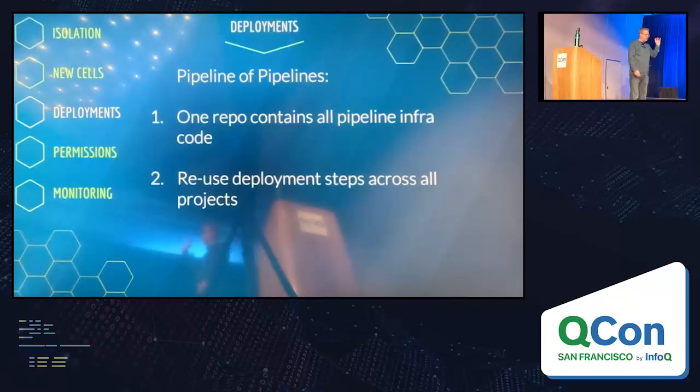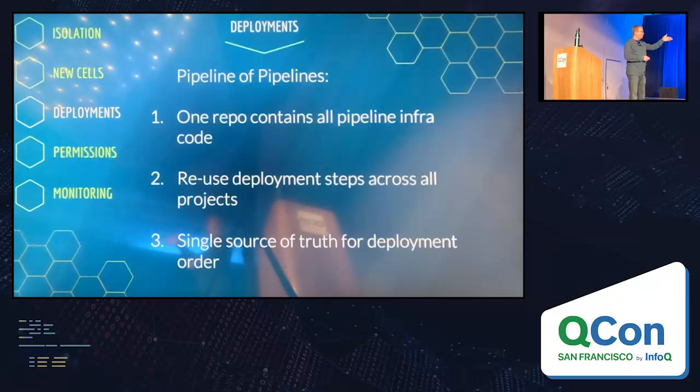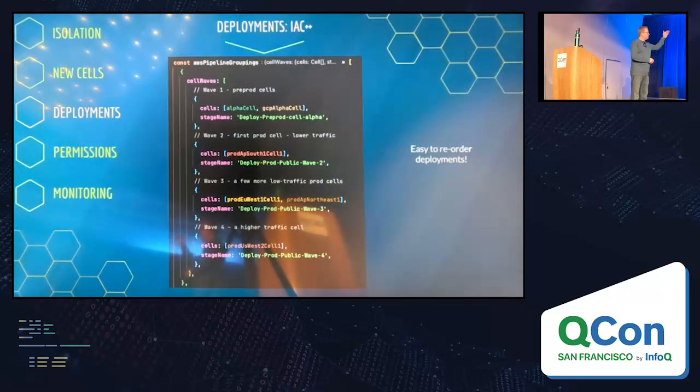So I only have to build this code that creates a Docker release step one time, and then I can just reuse that in the pipeline for all the different services that need to do a Docker release. And it gives us a single source of truth for the deployment order across all of our different pipelines. So this is another little data structure that exists in that repo.